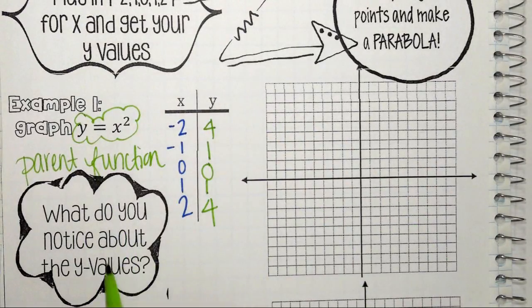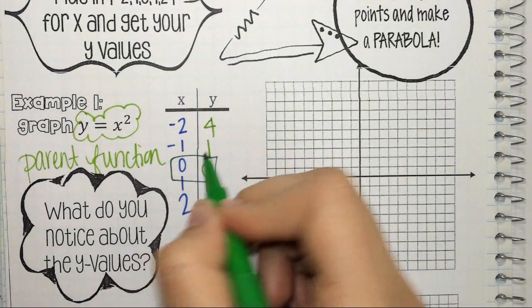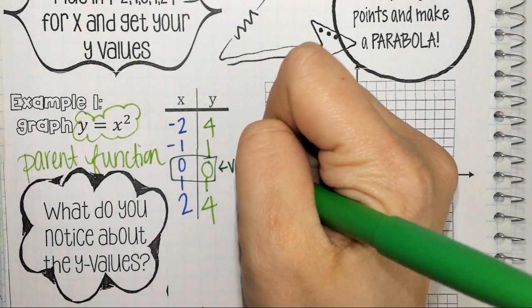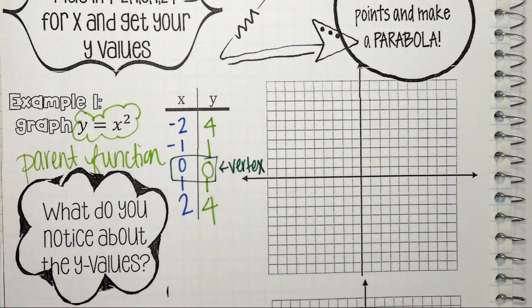Now it says, what do you notice about the y values? They're all positive. They repeat. Take a point. Now, which one doesn't repeat? That means that this one right here is your vertex. It doesn't repeat on the y side. It only shows that once. We're going to write it at the bottom, because we're going to need to know that.